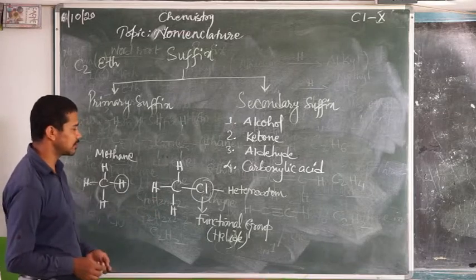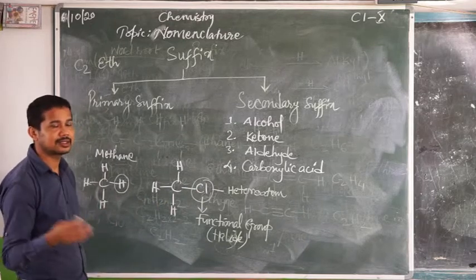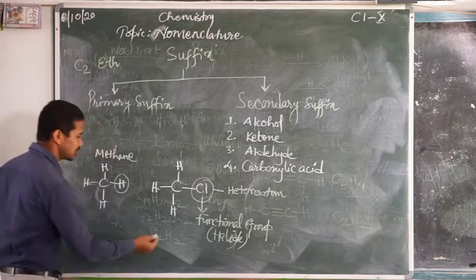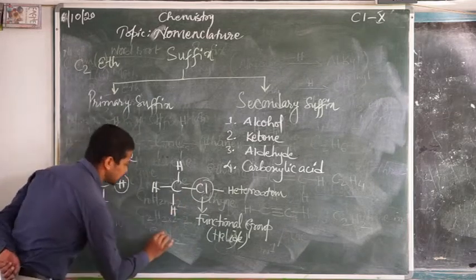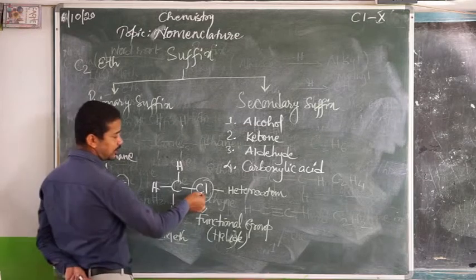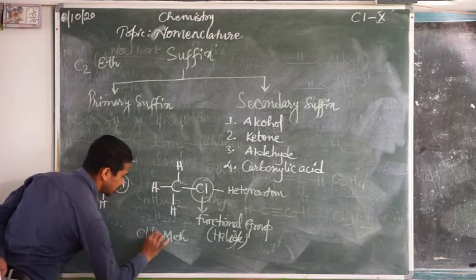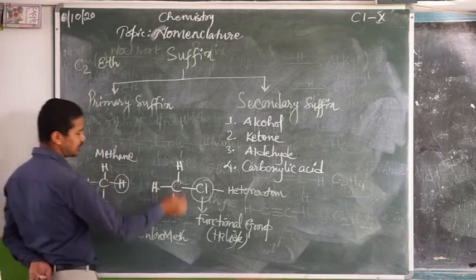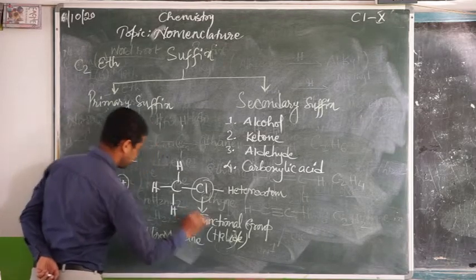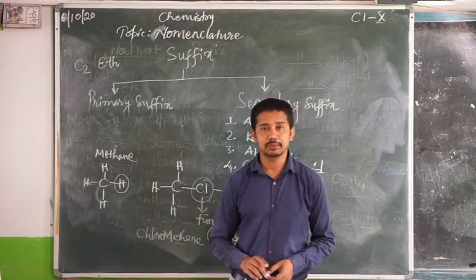So what is the name for this? I said halides are considered as prefix. Halo is considered under prefix, so it is to be written in front of the root. What root here? Meth. And chlorine is there, which is considered a prefix, so it has to be chloro. Chlorometh. And since there is a single bond, an alkane with one carbon atom, it is ane. So this is methane, but this is chloromethane. So it has totally different chemical properties.